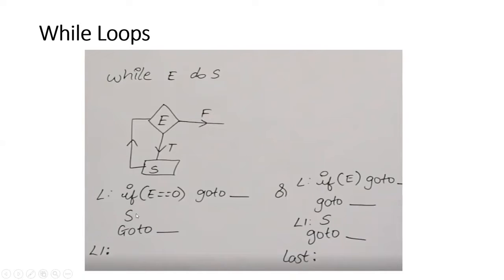So what is the complete statement? If E is equal to 0, go to L1, exit from the loop. If E is not equal to 0, then perform the statement and go to L again.